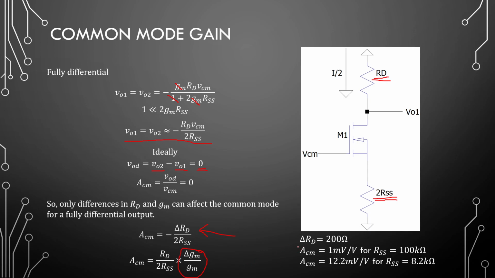Right. Since it's easy to introduce a difference in drain resistors in simulation, the others are possible. It's just more difficult to show. If we let the two resistors differ by 200 ohms, the common mode gain will be 1 millivolt per volt for an RSS of 100 kilo ohms, and for 8.2 kilo ohms it's 12.2 millivolts. So I will show you this in the simulations.